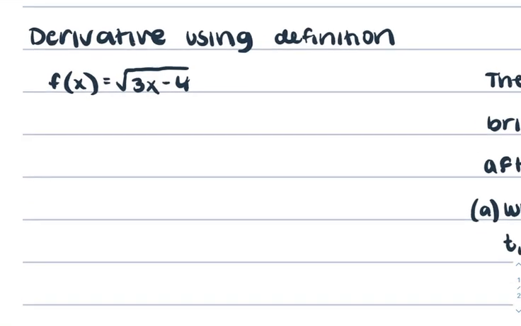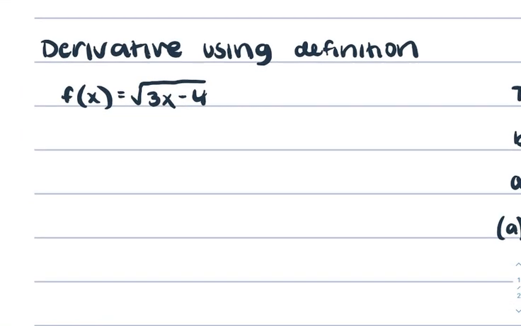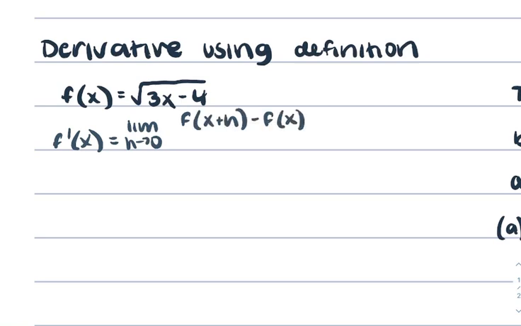So let's start with the first one. Derivative using definition. So you'll first need to know what the definition of a derivative is. I'm talking about the actual equation. So derivative of f of x equals limit h to 0 of f of x plus h minus f of x over h.